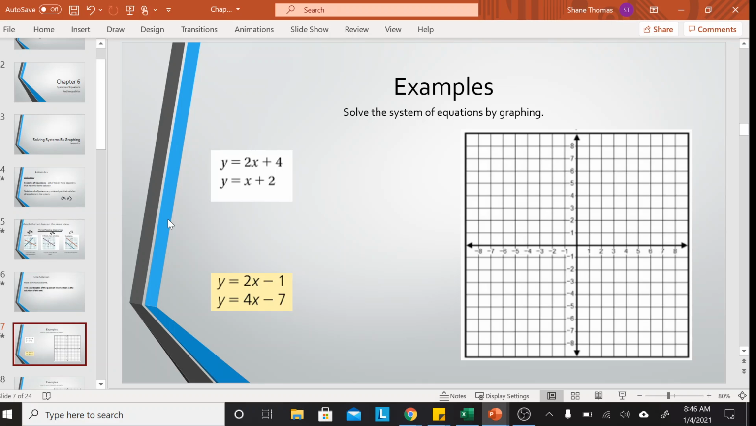So the first one, y equals 2x plus 4. I'm going to start at 4. Start right there.